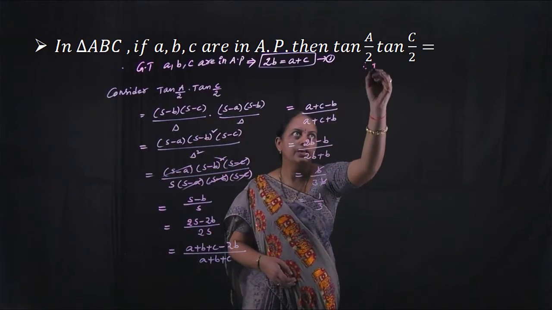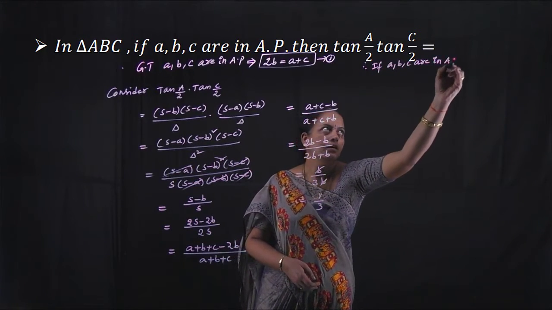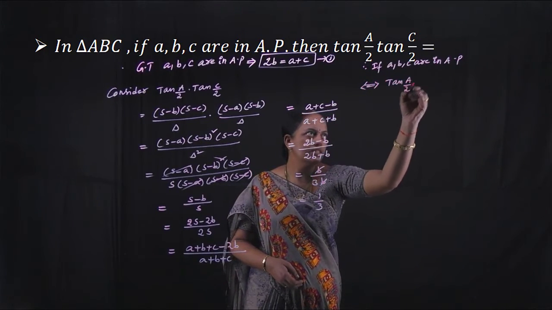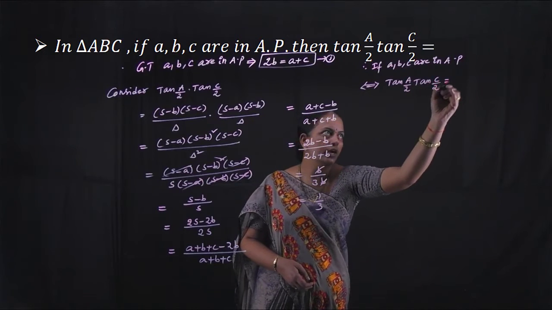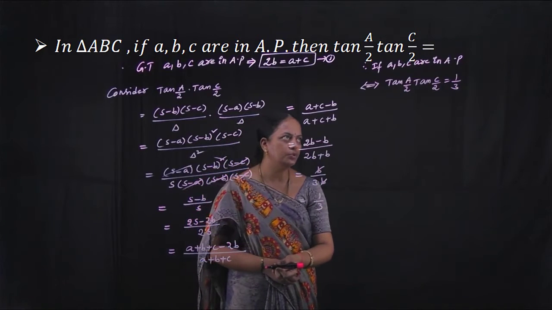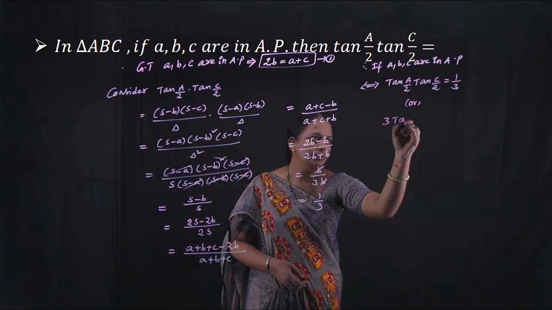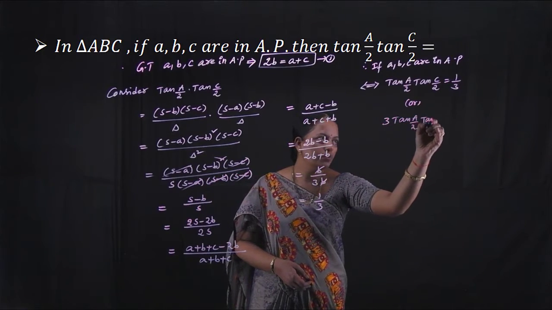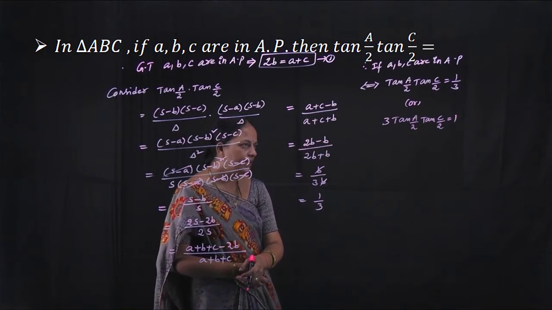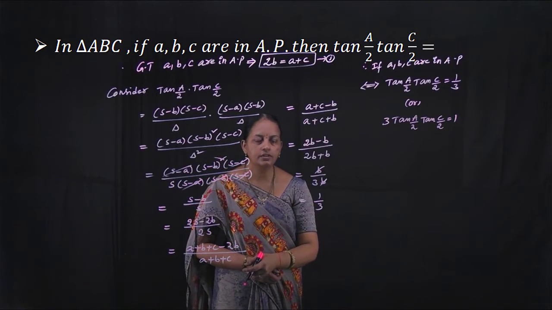Therefore, if A, B, C are in AP, then tan A by 2 into tan C by 2 is equal to 1 by 3. This is an if and only if condition. If A, B, C are in AP, then tan A by 2 into tan C by 2 equals 1 by 3, or it can be written as 3 tan A by 2 tan C by 2 equal to 1. And the other way is, if 3 tan A by 2 tan C by 2 is equal to 1, then A, B, C are in AP.